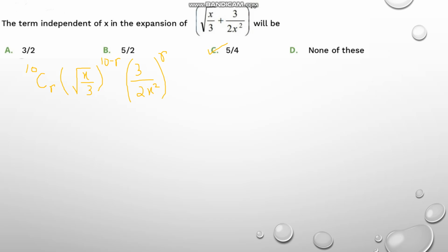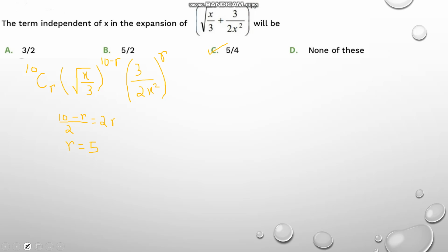Now it's given that the term is independent of x. This clearly states that this term must not contain any power of x. So we can write 10 minus r by 2 is equal to 2r. One is at the numerator, another is at the denominator. Both must be equal or else the expression must have some power of x. On solving, taking 2 there, we will get 4r, and adding r, 5r is equal to 10, r is equal to 2.